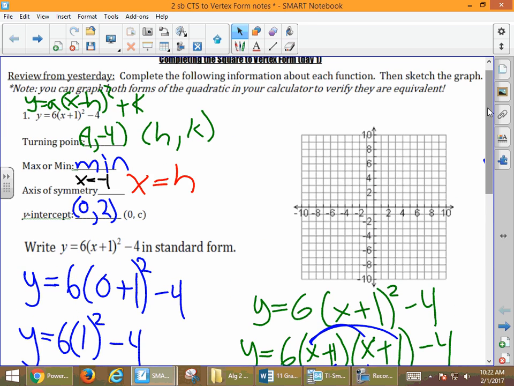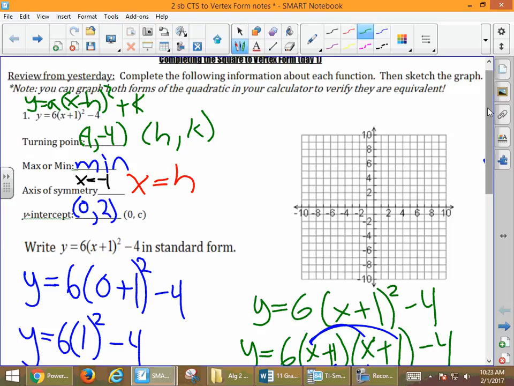And another way to check whether your vertex form and your standard form are the same is you can graph them on your calculator. Just put both equations in and graph them at the same time. And if you only see one quadratic, that means they're graphed on top of each other, and so they'd be the same. And we can try to write this out if you want to see it as well.